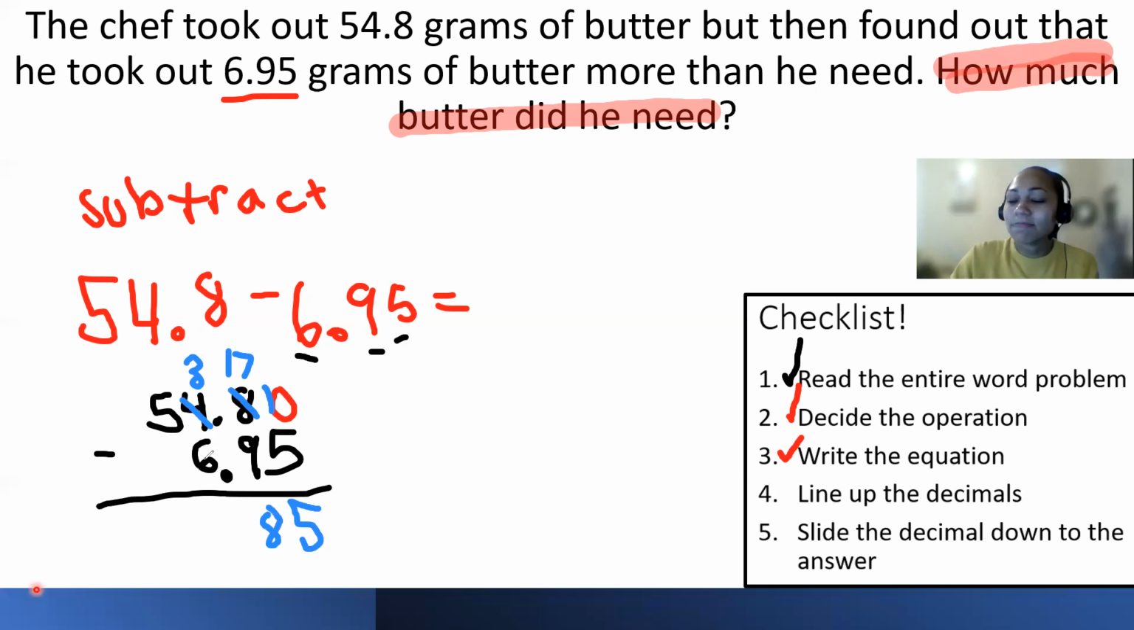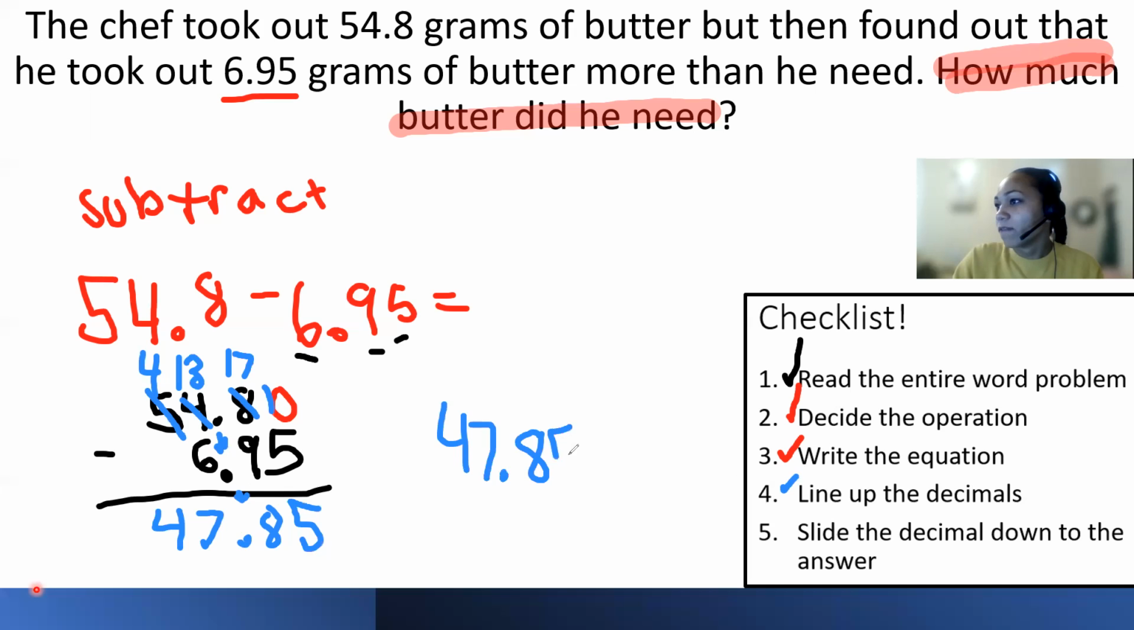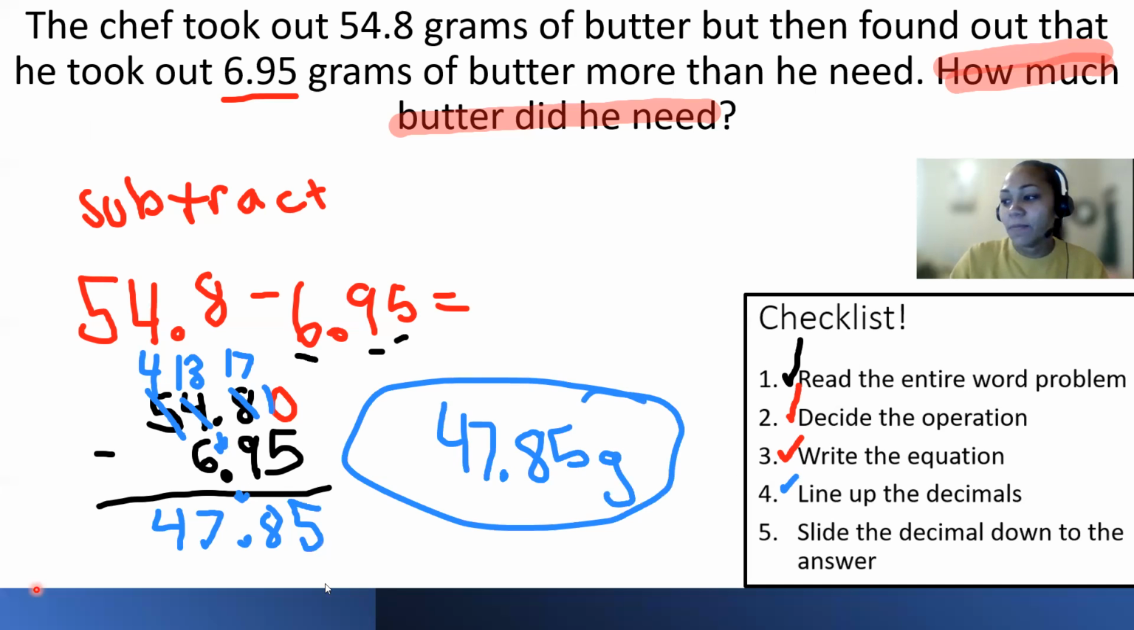3 minus 6, gotta go borrow. Take away from 5, it becomes a 4. That 1 that you borrowed goes right there. 13 minus 6 is 7. And you bring that 4 straight down. Now, we did line up the decimals like it said. Now the last part says slide the decimal down to the answer. Oh, can't forget our decimal, slide it all the way down. The answer is 47.85 grams of butter. That is what he needed.